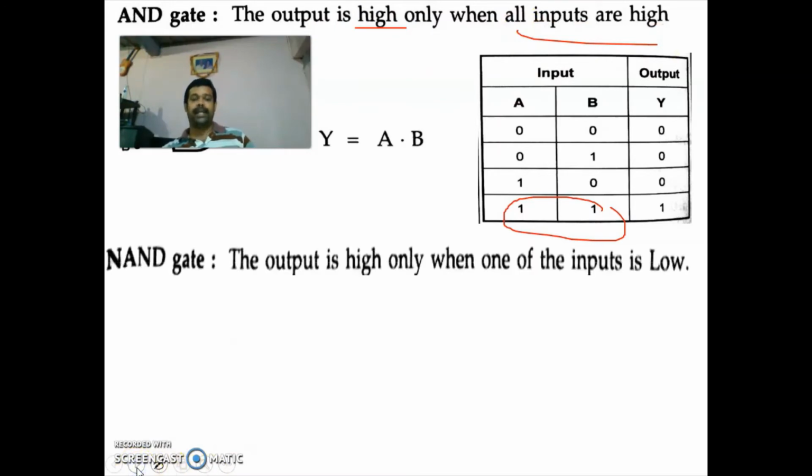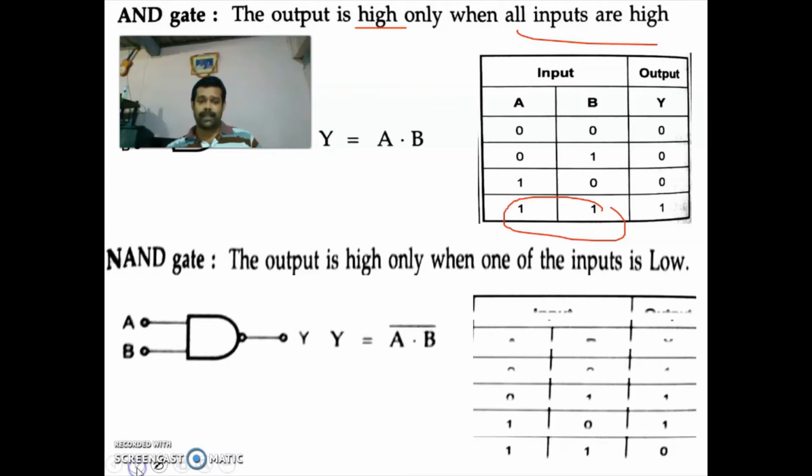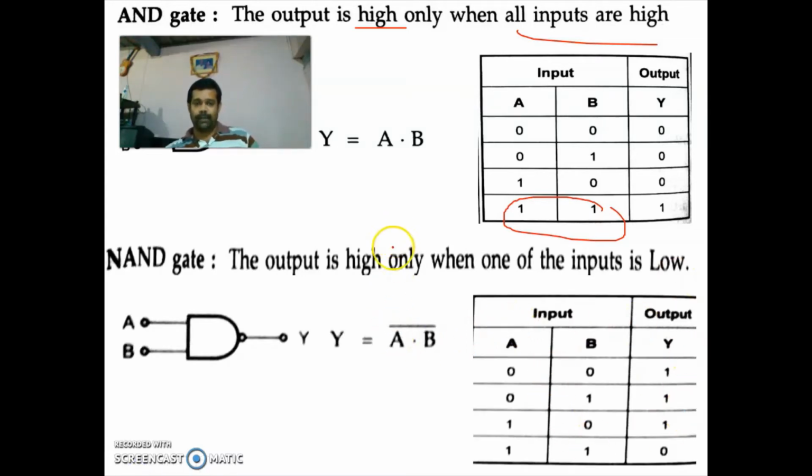Next, we are going to see NAND gate. NAND gate is nothing but when you connect a NOT gate to the output of AND gate, you will get NAND gate. This is the symbol, this is the logical expression, and this is the truth table. So when you complement the output of AND gate, you get a NAND gate. This is the logical expression or Boolean expression. In NAND gate, the output is high when any one of the inputs is low. In other cases, output is low.